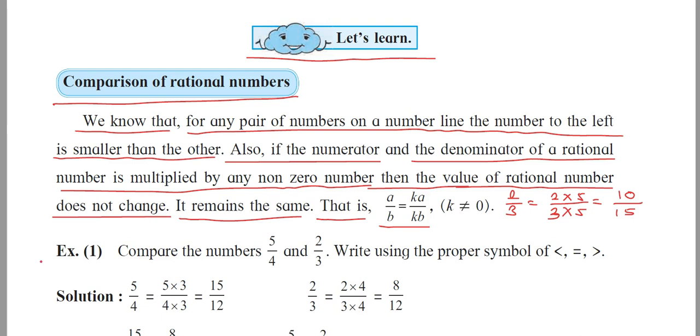Now example number 1. Compare the numbers 5 by 4 and 2 by 3. Write using the proper symbol: less than, equal to, greater than. Now we have 5 by 4 and 2 by 3. Now the denominators are different. We make their denominators the same.